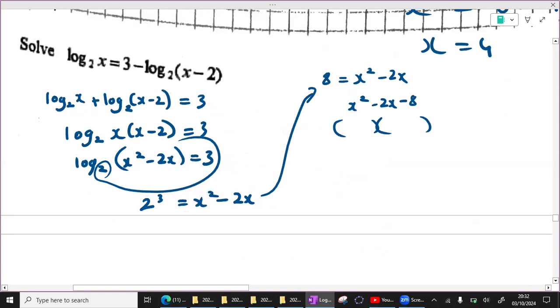So I open up two brackets, x, minus, and a plus. So I have to have one of each sign, minus and plus. So it's going to be 4 and 2. So x is 4 and x is minus 2.